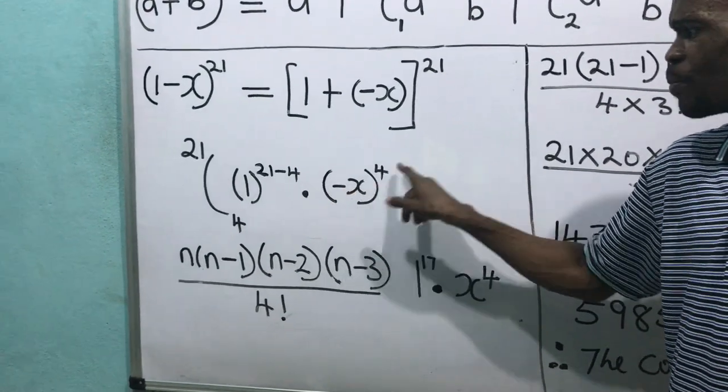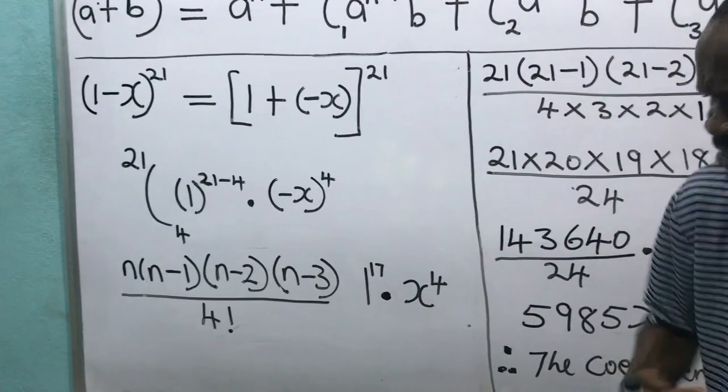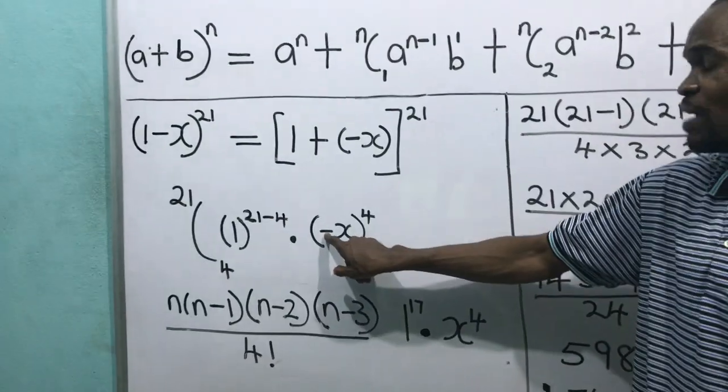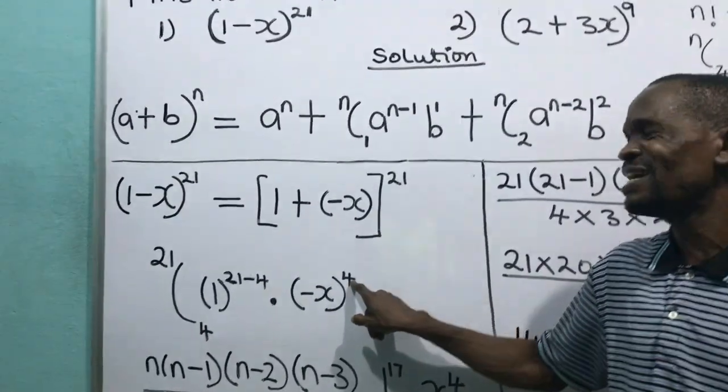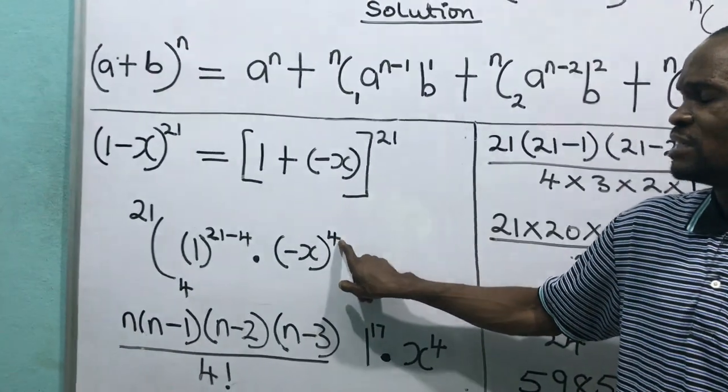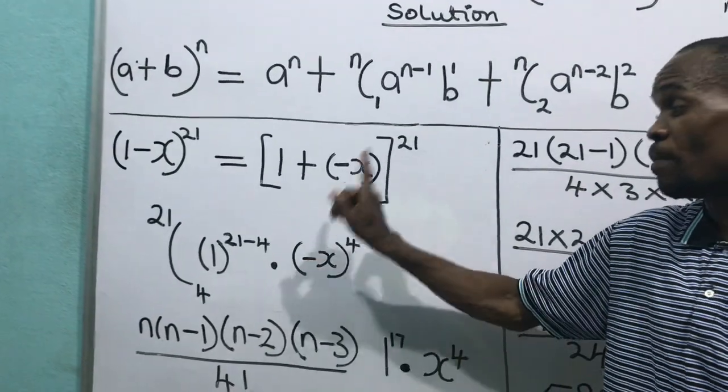Minus x raised to power 4 means minus x times minus x times minus x times minus x. And this minus will become positive because this place is an even number. As far as this power is an even number, this minus will become plus.